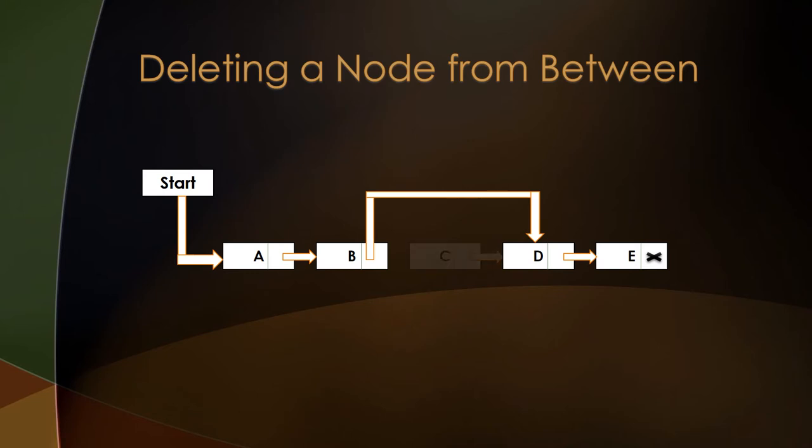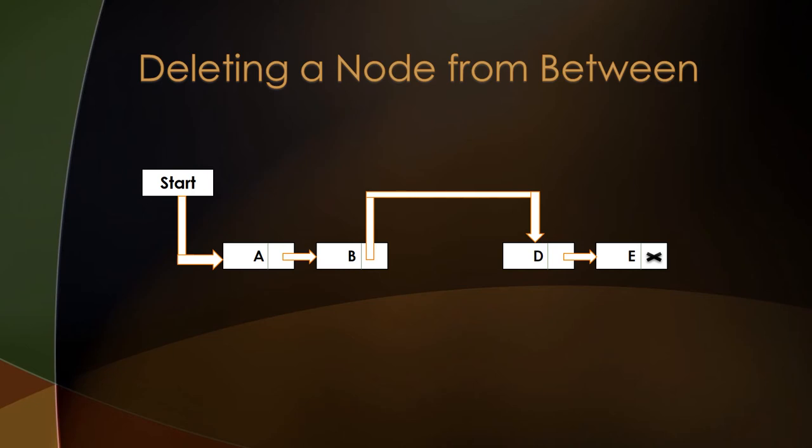Next. So, this is how the linked list should look after we have deleted node C from the system or from the linked list. Thus, after A, B will now directly point to the node D in the linked list, and D will now point to the E in the linked list.